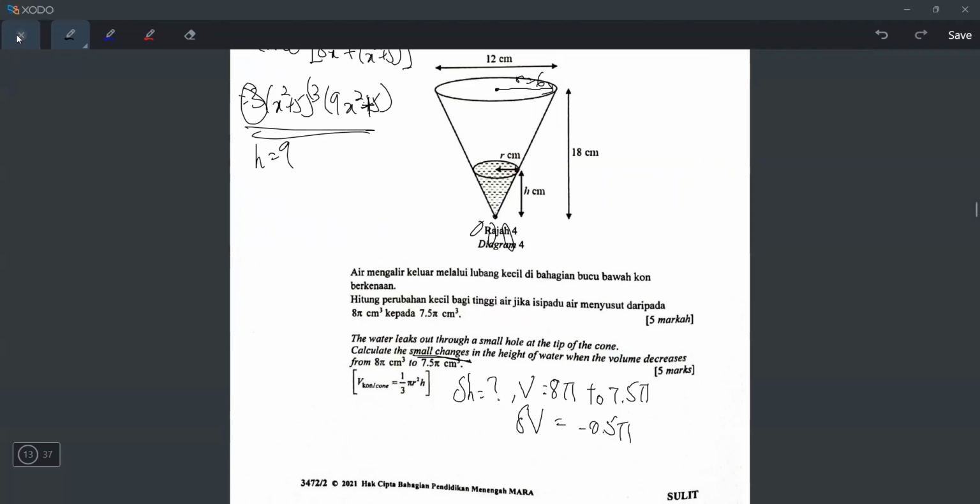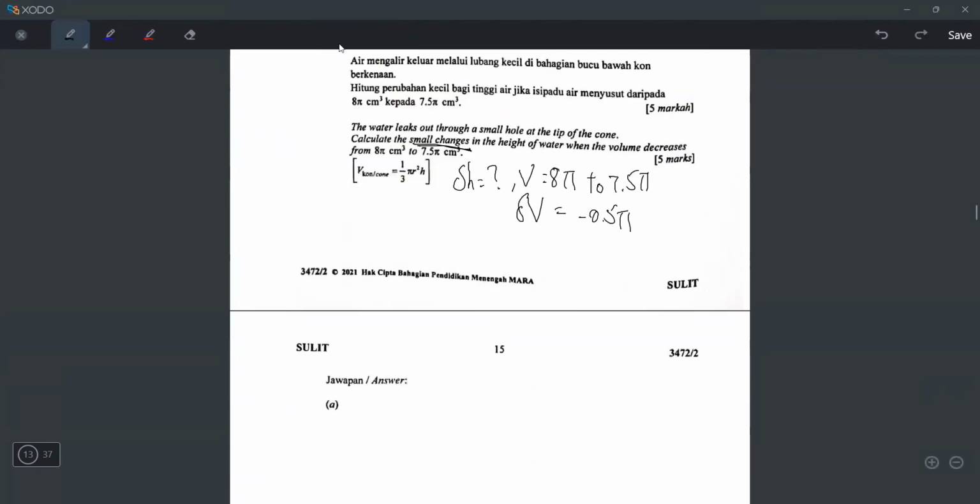And in small change, you always have to use this formula, right? dy/dx almost equals to delta y over delta x, right? But this one you will not use dy/dx. You will use dV/dh, okay? dV/dh almost equals to delta V over delta h. And the delta V is negative 0.5π. And then the delta h, you want to find. You want to find, that's the final answer. It means now you have to find dV/dh.